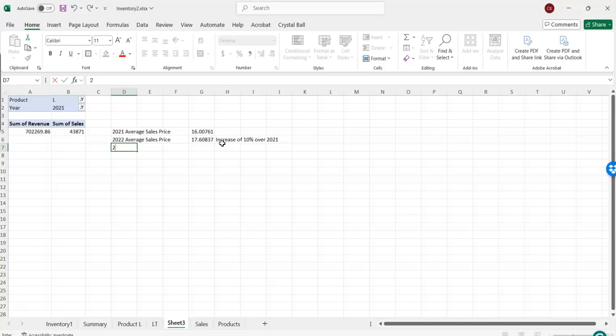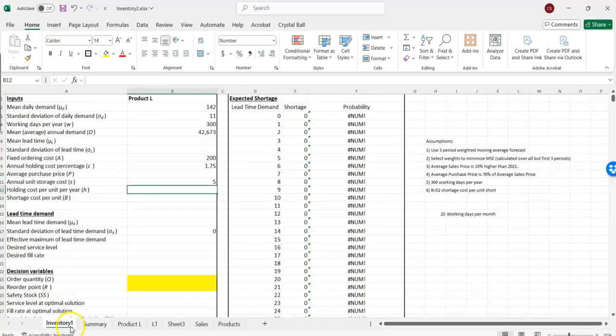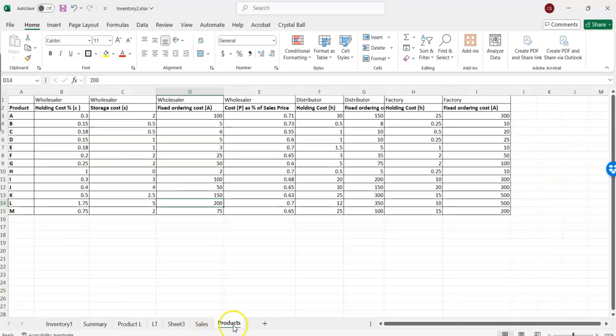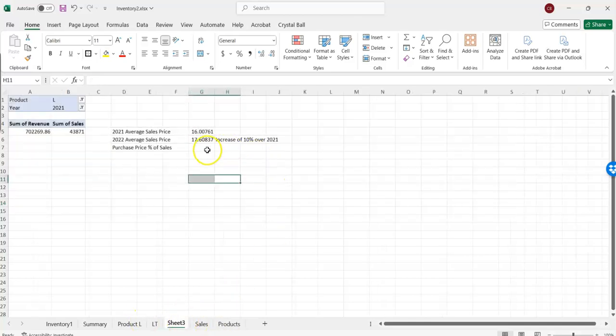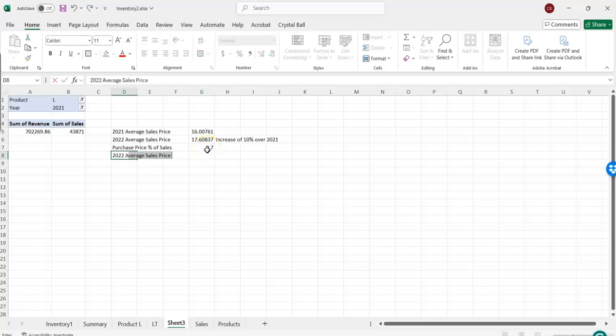So then what does that make the average purchase price? Well, our purchase price as a percentage of sales price is an assumption that's given to us. It's over here. It's 70% of the average sales price. It's also in this products tab, 0.7. So that's 0.7. And so the 2022 average purchase price, which we're using P, is about 12.33.